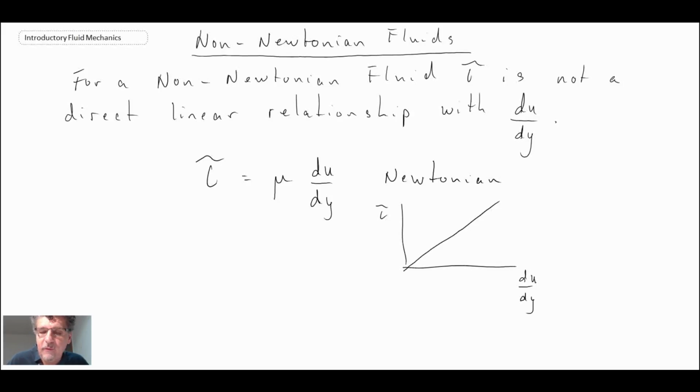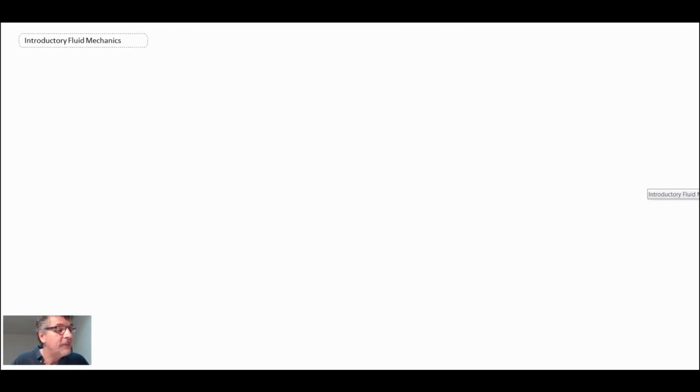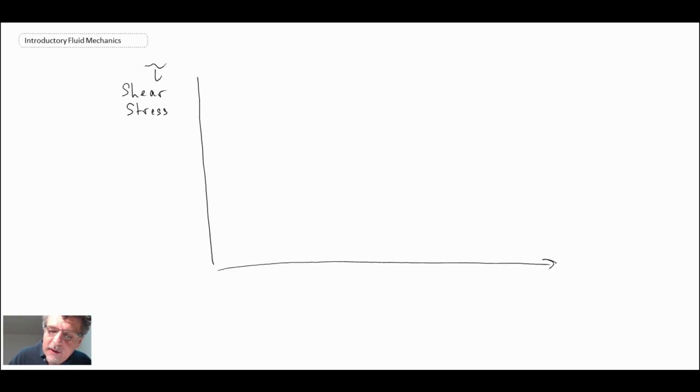The study of this is called rheology, looking at the shear rate and shear stress relationships. But we'll take a look at non-Newtonian fluids in this segment. What we'll do is begin with a plot of shear stress versus shear rate. We'll put tau, or shear stress, on the vertical, and we will put shear rate, or du by dy, on the horizontal. And we talked about Newtonian, so that would be here.